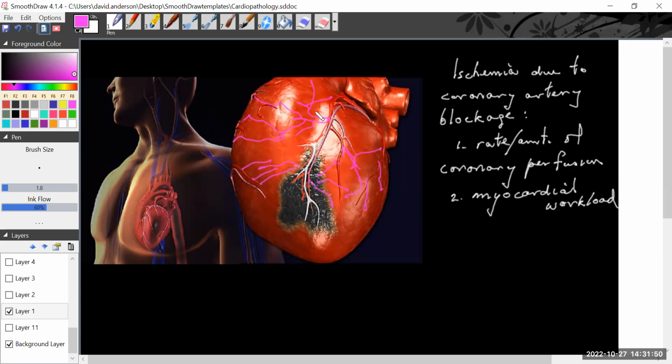So that's one thing when we talk about rates or amounts of coronary perfusion. The more distribution of blood vessels, the less impact one of these blockages is going to have. The second thing that we've got to be aware of is the myocardial workload. If we are dealing with a very fit, athletically active person who's trained their heart, at least while they're at rest, the workload will be considered light.